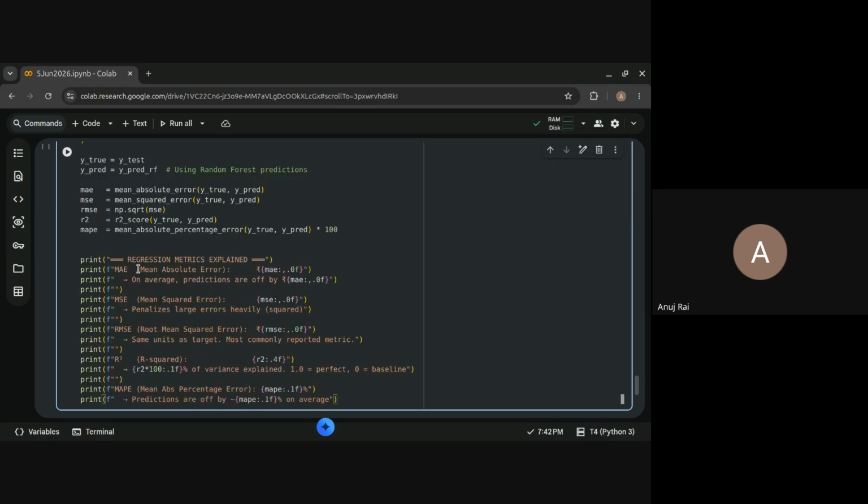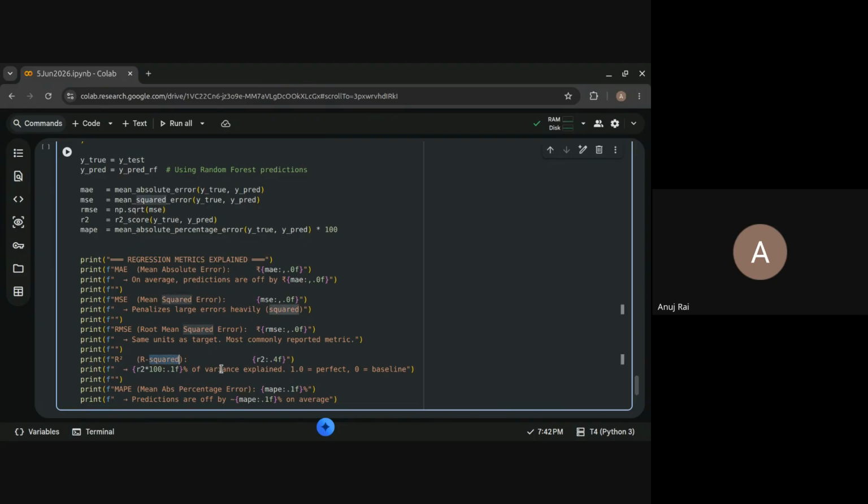And here, MAE stands for mean absolute error. It gives on average how much the predictions are off by. So here it calculates on average how much it is off by from the real value. Then we have mean square error. It penalizes large errors heavily because it is squared. And then root mean square error. Same unit as the target, since it is the root of this, and it is the most commonly reported metric.